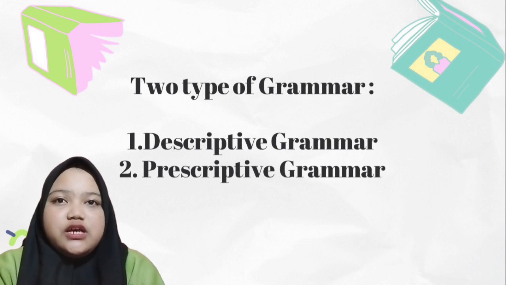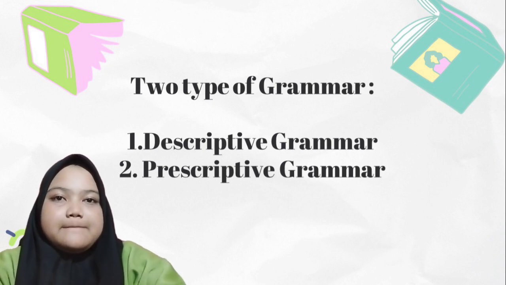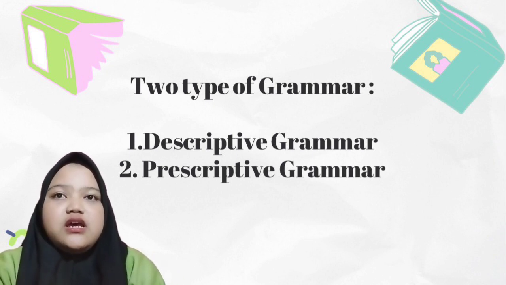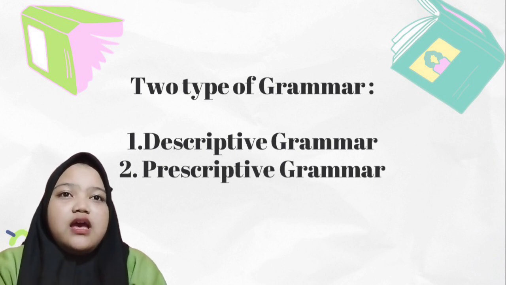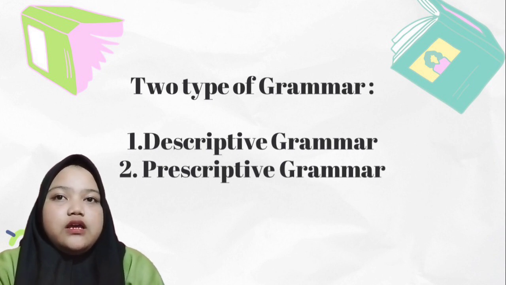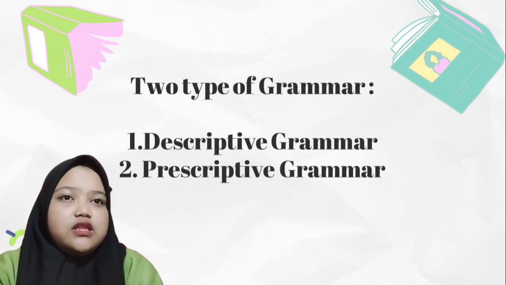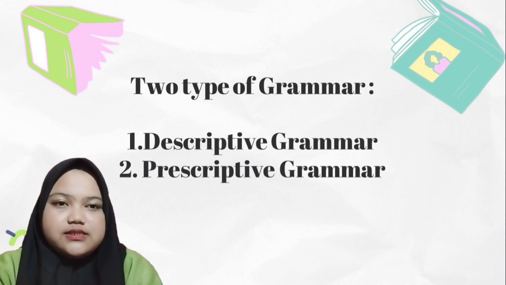The advantage and disadvantage of descriptive grammar. First is advantage. The advantage of descriptive grammar is descriptive grammars help learners to speak and write like a native speaker. It reduces the confusion of learners when they speak with a native speaker, but it is not appropriate for beginner learners because the rules are not precise.